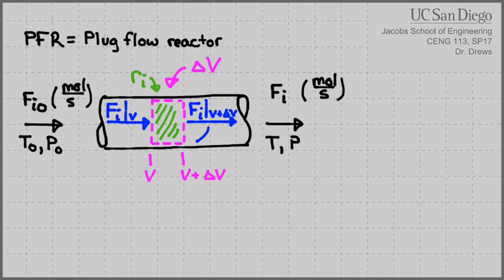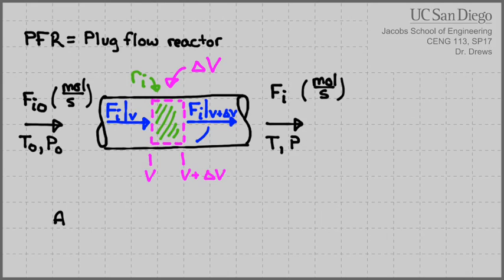Right? If there's no reaction, then you don't have a very good reactor. Remember, the units on R sub I were amount per volume per time. So if we want to know how much was consumed in that tiny little volume, we would multiply R sub I by our delta V, because delta V represents the volume of that tiny little chunk.